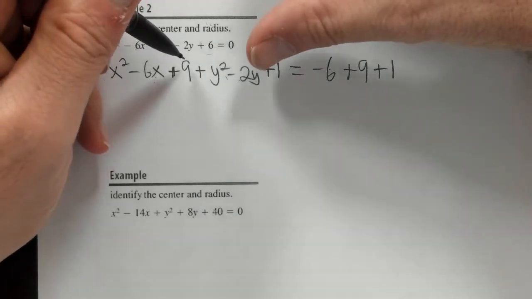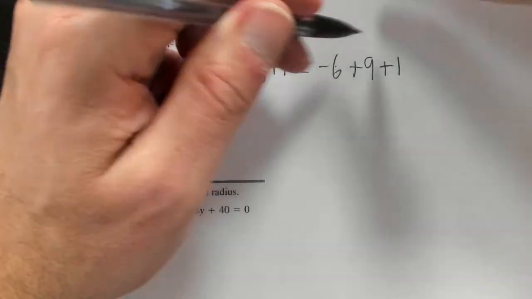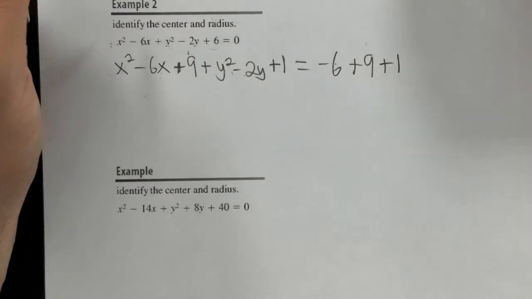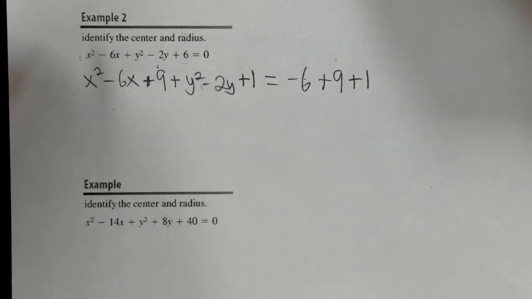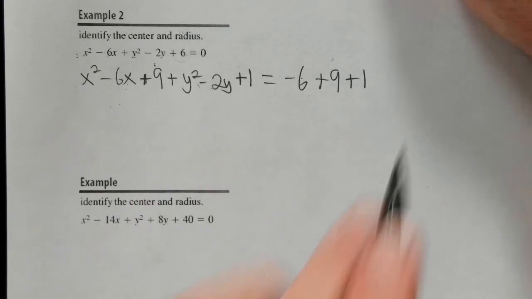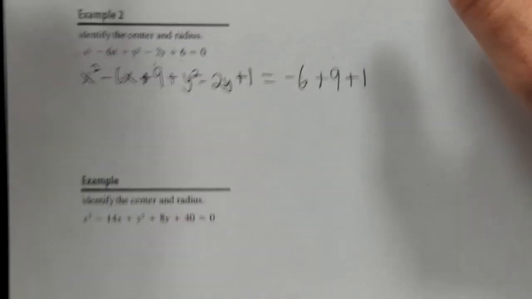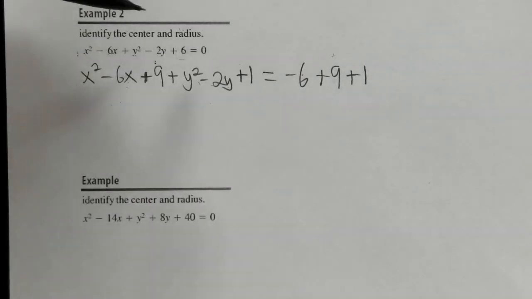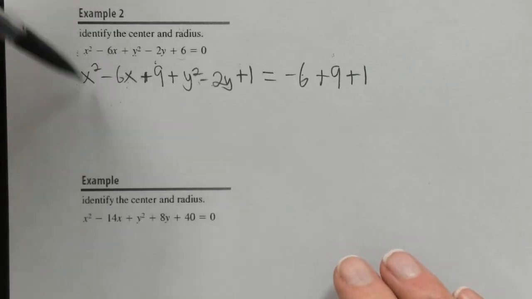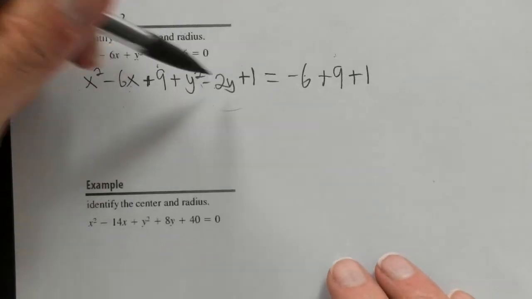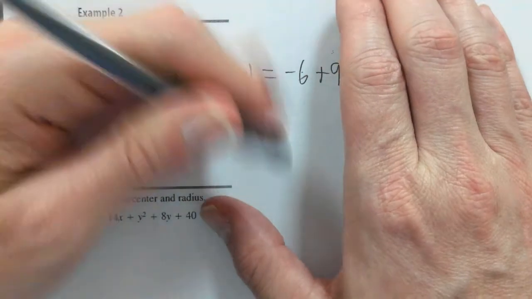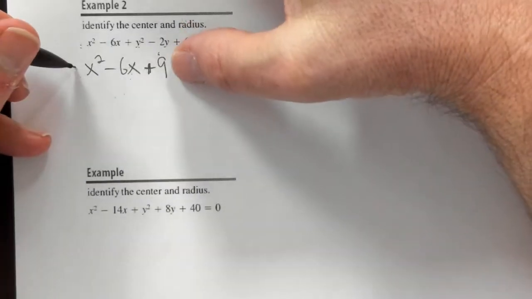But I added 10 to this side of the equation. I need to make sure I add 10 to the other side or it will not be equal anymore. Okay? So be careful with that. So that's the complete first step. All right? So we have completed the square for the x terms and the y terms. How does this help me? It helps me like this because now I can factor this part.